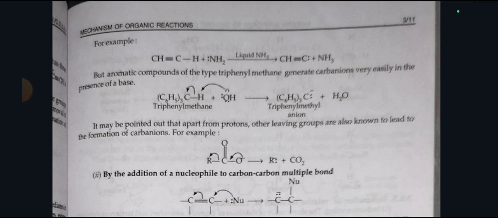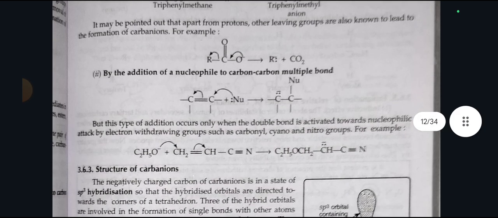It may be pointed out that apart from protons, other leaving groups are also known to lead to the formation of carbanions. For example, RCO2− gives R− plus CO2.